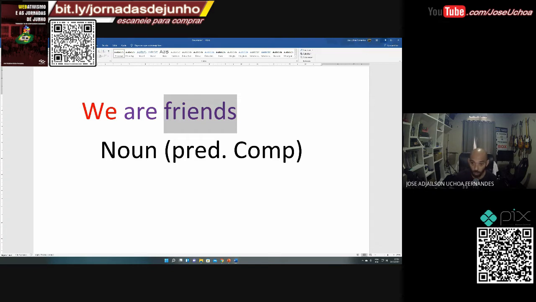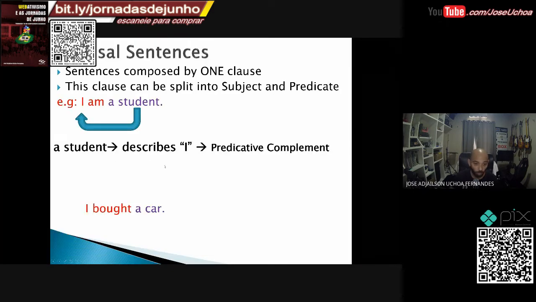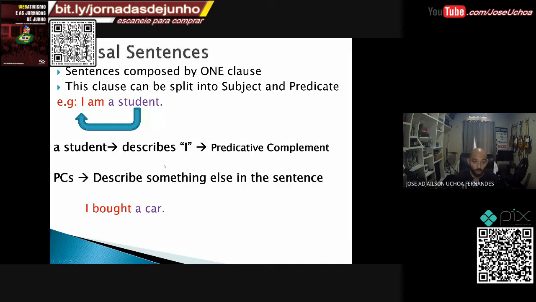Okay, let's go back to the slide. So predicative complements describe something else in the sentence. These predicative complements can be subject-oriented when they describe back the subject, or object-oriented when they describe back the object. Okay?